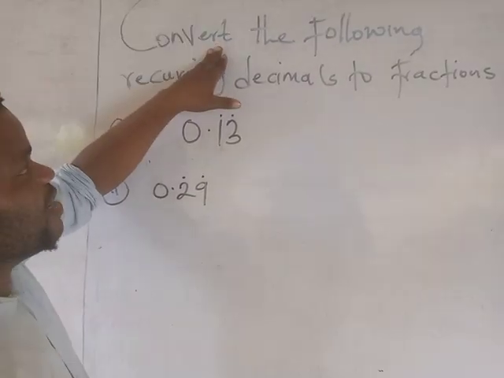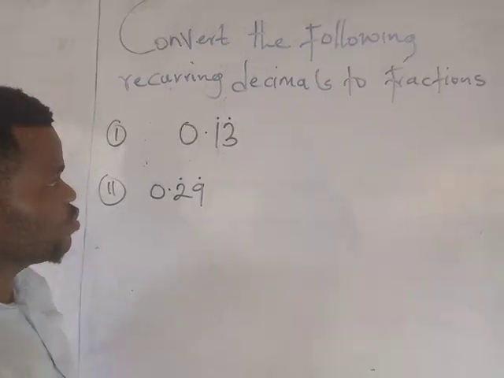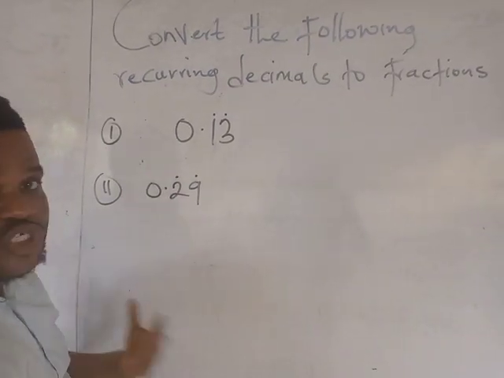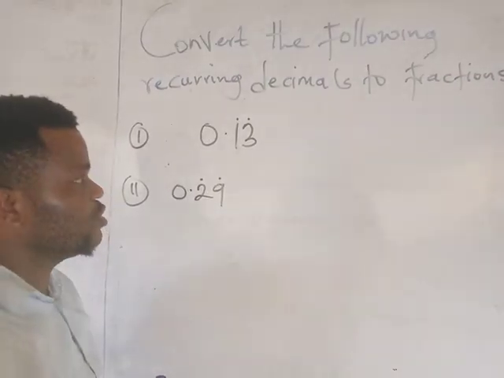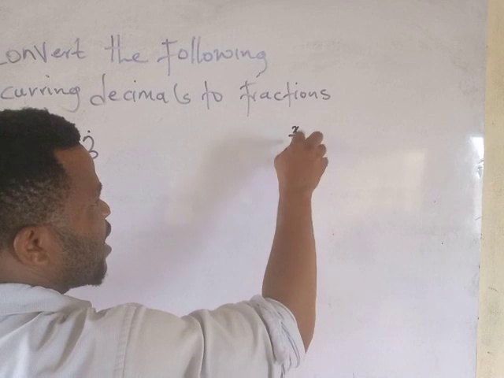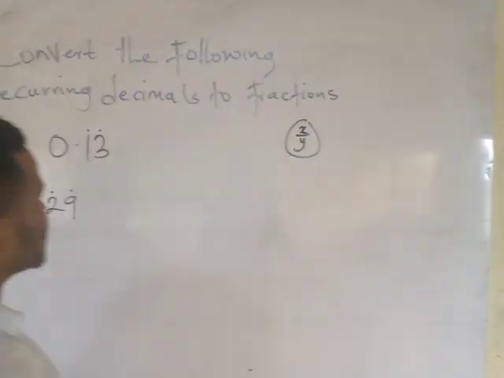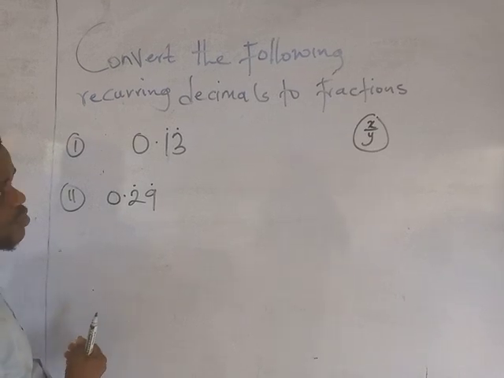How we can convert recurring decimals to fractions. We have what we call rational numbers that can be expressed as a fraction in the form of, let's say, x over y. So any number that can be expressed like that, like this number now, these are recurrent decimals.